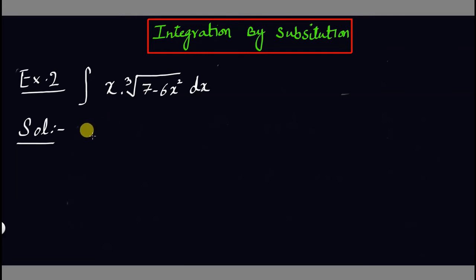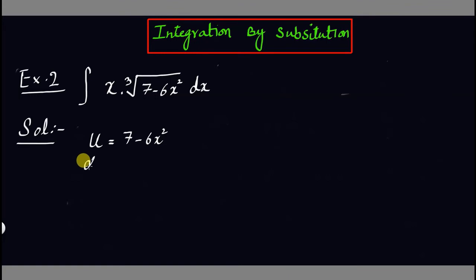That is very important, and it is very simple if you understand the phenomenon of substitution. What is that? You have to substitute the function whose differentiation is present in the given question. For instance, if you take 7 minus 6x square, if you differentiate this function with respect to x, then you can get easily x. Why?